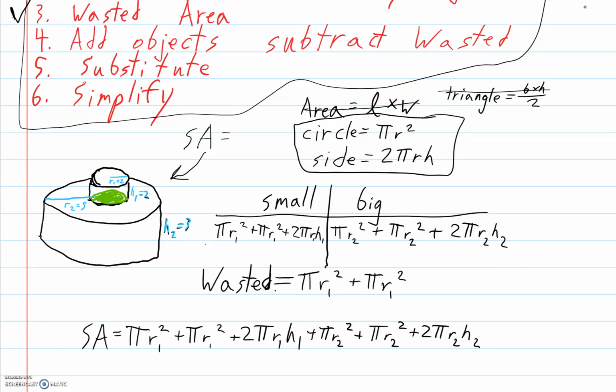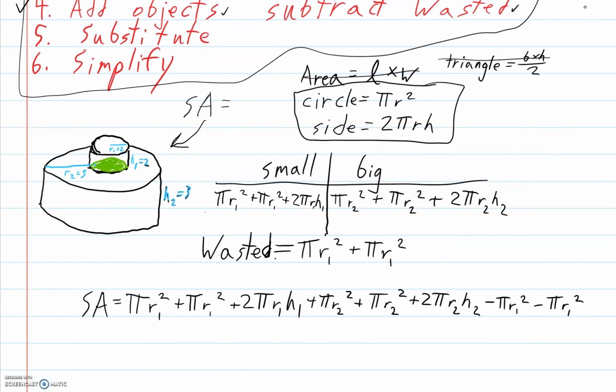Okay, and now it said add objects, which we did, so just a small check mark for half of that one, and subtract wasted. Okay, subtract, and we've got wasted pi r1 squared minus pi r1 squared. Okay, that's subtract wasted, small little check mark, which means we're done the whole section. Okay, so we've got a big long equation, and what's step 5?